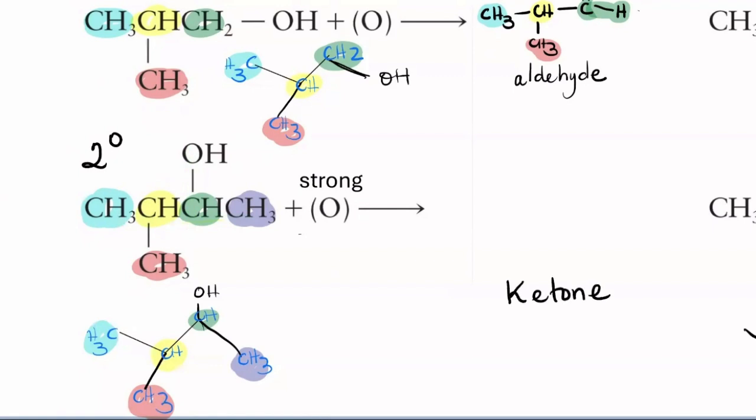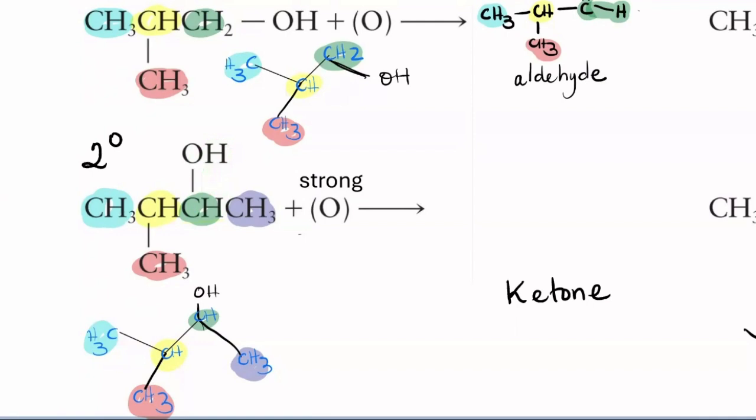So how do we draw the ketone? Remember that in a secondary alcohol, pretty much what happens is that the hydrogen that is on the carbon holding the OH is lost, along with the hydrogen in the OH group. And then we're going to introduce a double bond between the carbon and the oxygen. So here is where the double bond will form.